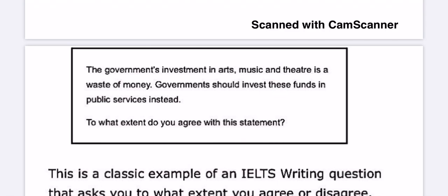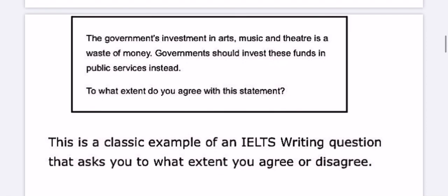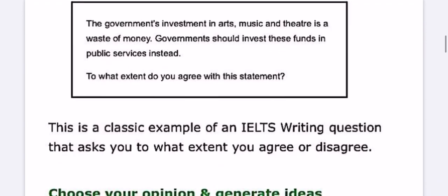As you can see in this question, the government's investment in arts, music and theatre is a waste of money. Governments should invest these funds in public services instead. To what extent do you agree with this statement? So here a question is raised that a government investment in arts, music and theatre is a waste of money for some, and that money should be invested in public services instead. So that's the suggestion which is given.